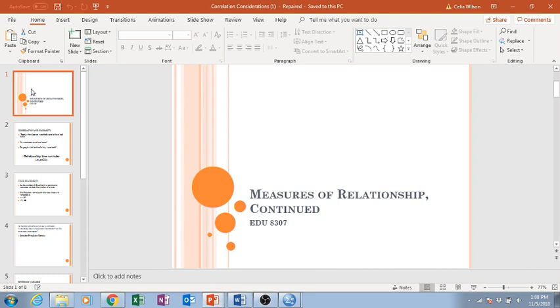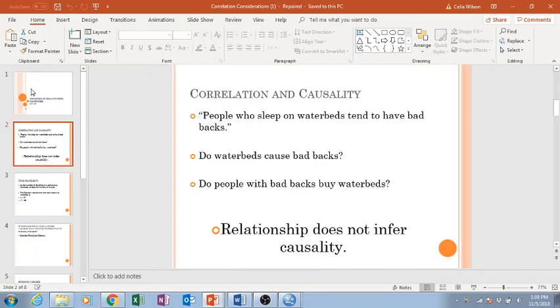Okay, in this PowerPoint that talks about measures of relationship a little bit more, and this is definitely more of a conceptual level, just a couple things I want you to consider. When we're talking about measures of relationship, covariance or Pearson R, I want you to think about correlation versus causality.